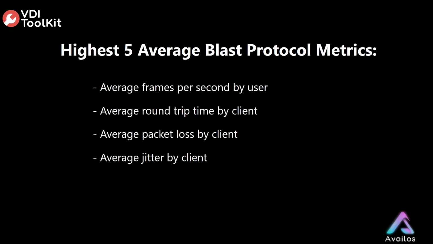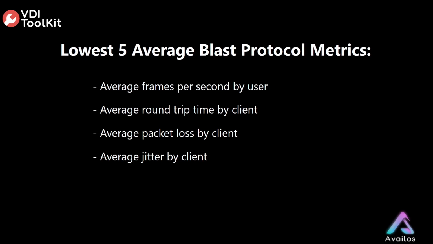The highest 5 average BLAST protocol metrics provide information on average frames per second by user, average round trip time by client, average packet loss by client, and average jitter by client. This information helps you identify clients that are performing poorly, possibly due to network issues.